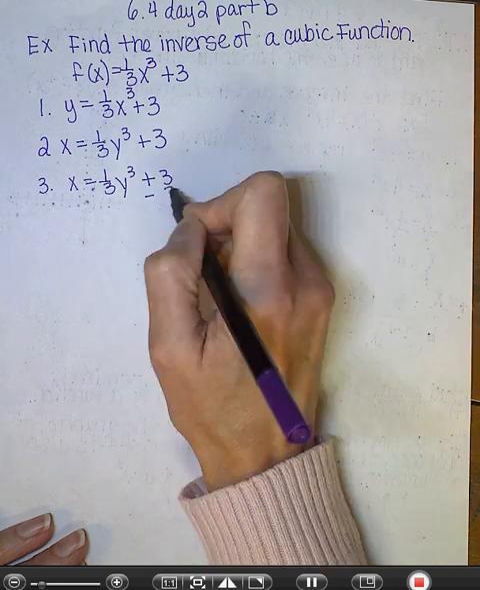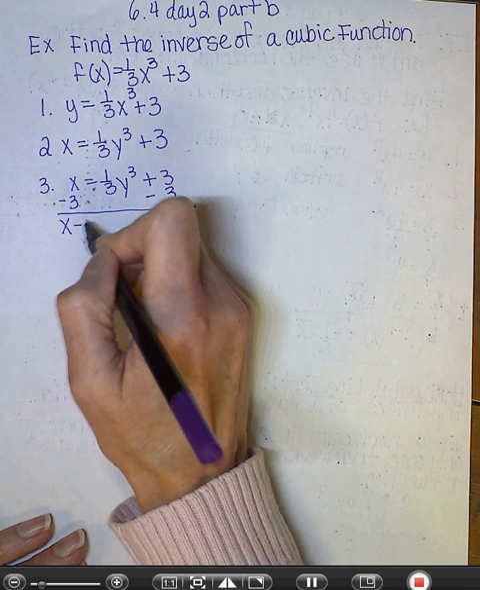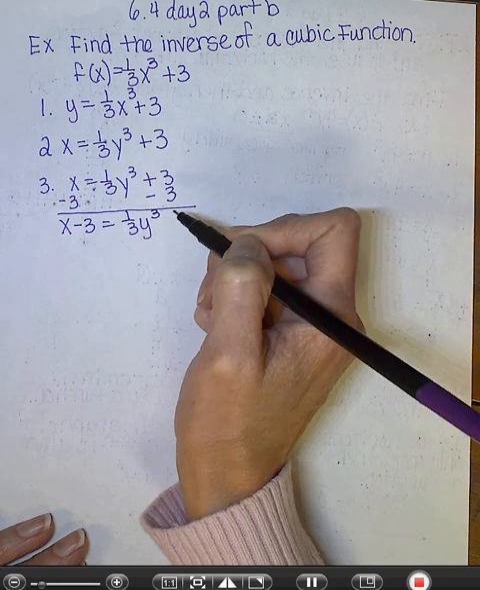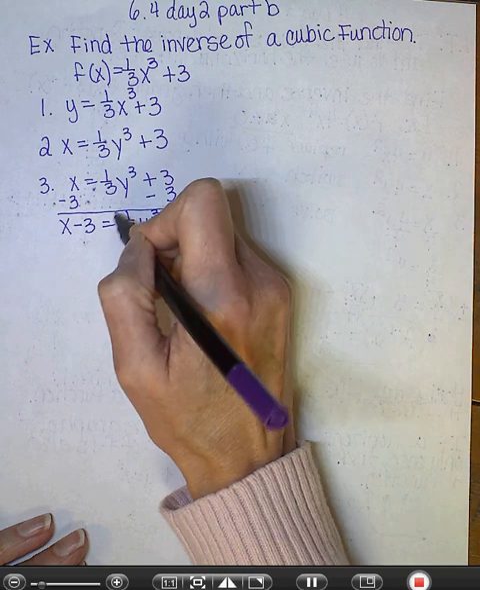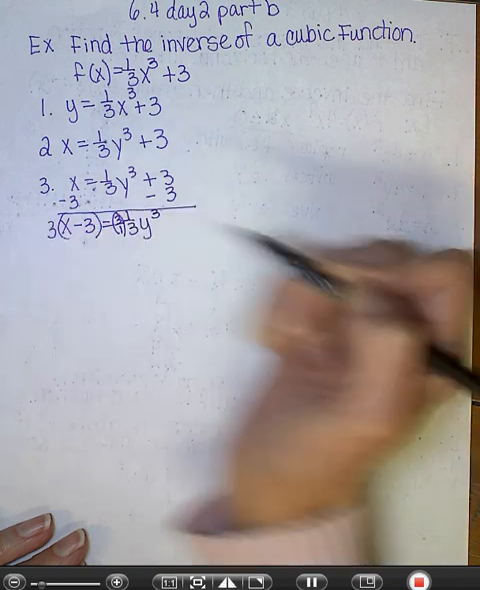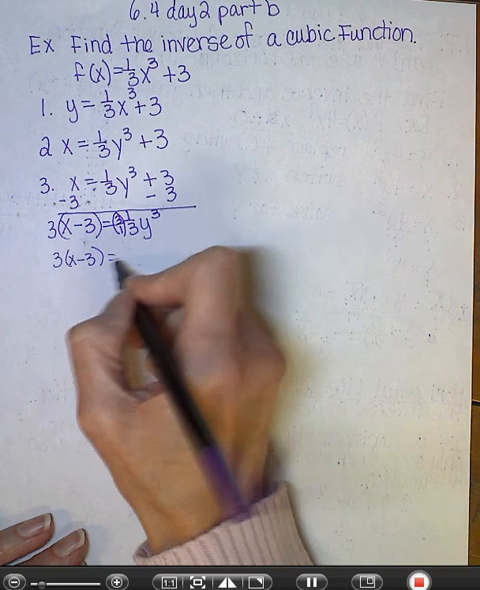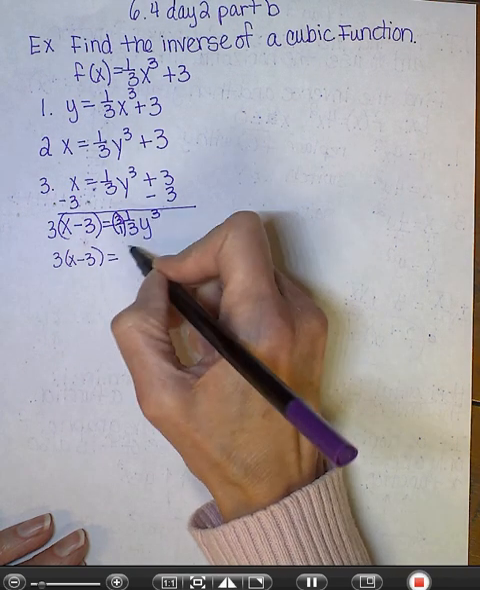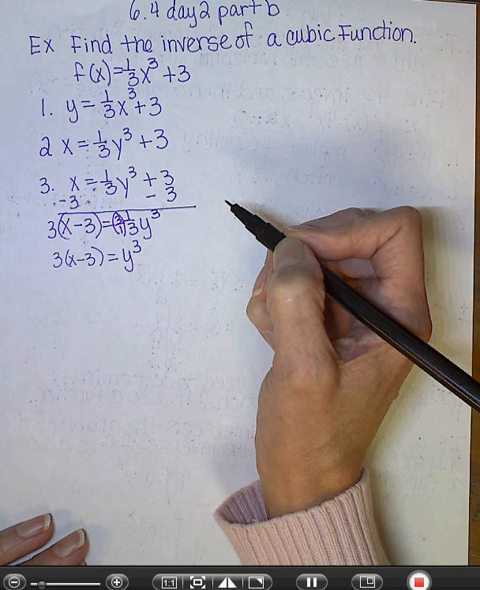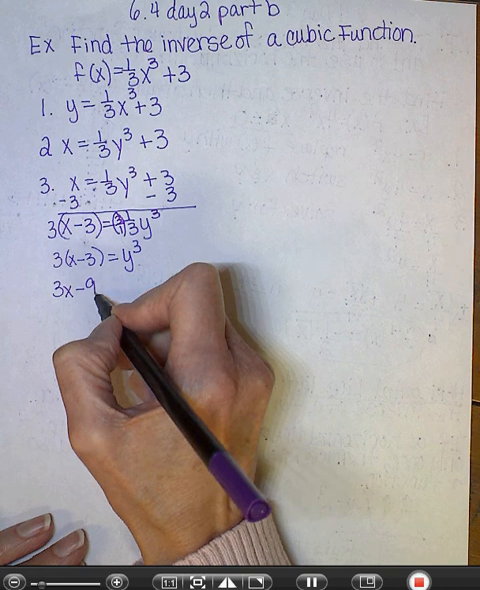So the first thing I'll do is subtract 3. Then to clean up this fraction right here, I'm going to multiply both sides by the reciprocal, which would just be 3. And so, let me clean this up a little bit. When I multiply a number by the reciprocal, that just goes to 1. So now I'm going to go ahead and distribute my 3. So I'm multiplying through.